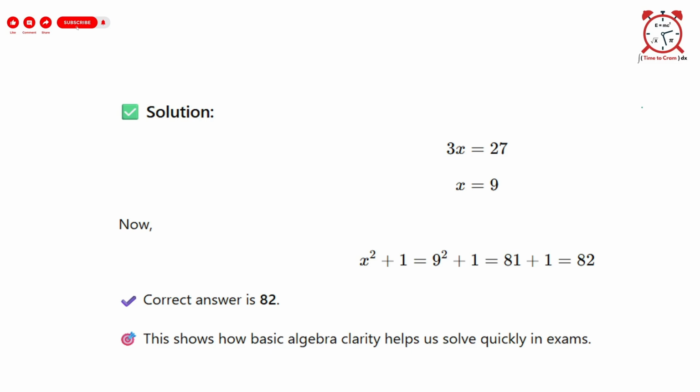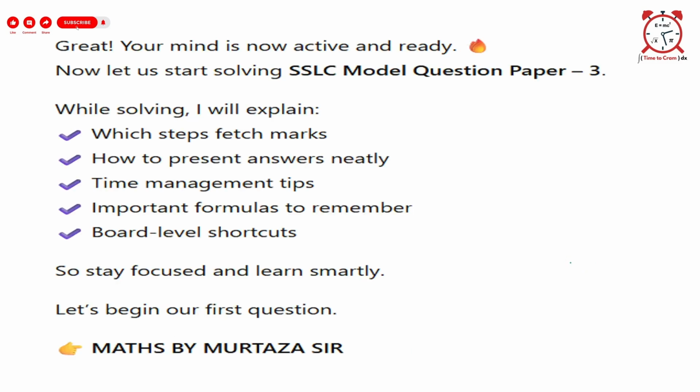Look, 3x equals 27. So it will give us x equals 9. If we keep this value in the given expression, then after simplification, we will have the answer 82. So your answer is correct. Very good. The answer is 82. This shows how basic algebra clarity helps us solve quickly in exams. So great. Your mind is now active and ready.